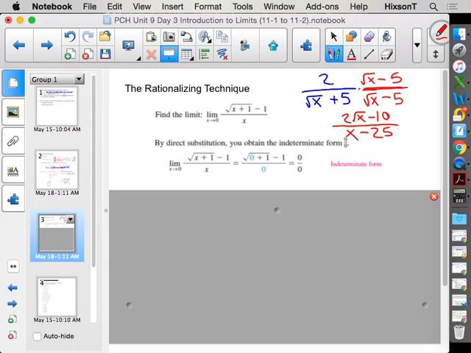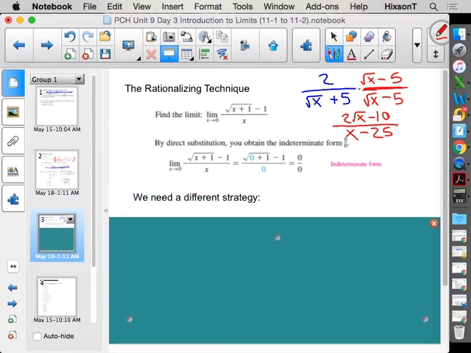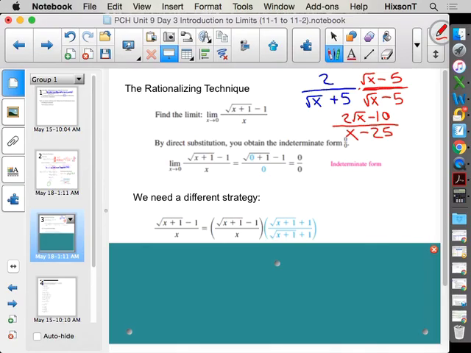Okay? So here's the thing. We're going to use the same strategy here. Whether the radical is in the numerator or the denominator doesn't matter. We're going to take the conjugate of that and multiply it as a form of 1. Okay? So what would the conjugate of the square root of x plus 1 minus 1 equal? Root x plus 1 plus 1. Okay? So, that's what we're going to do here.